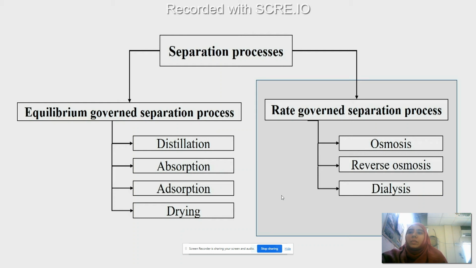These are some examples of equilibrium governed separation: distillation, membrane distillation, absorption, adsorption, drying. Under rate governed separation processes, most membrane processes come, whether it is osmosis, reverse osmosis, dialysis, filtration, or microfiltration, etc.